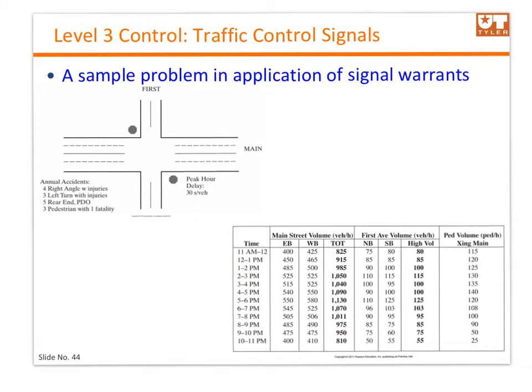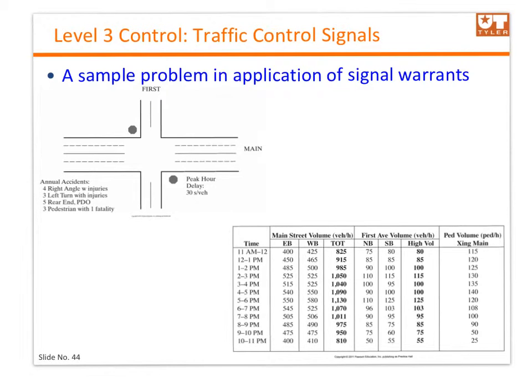As we mentioned in all the warrants, we're interested in the total amount of volumes in both major street and the minor street, and that's why we're going to end up using those two numbers besides the pedestrian volume crossing, and those will be plotted in several figures to decide whether or not we're meeting that certain criteria or certain warrant.